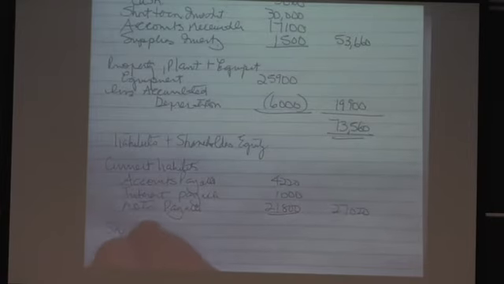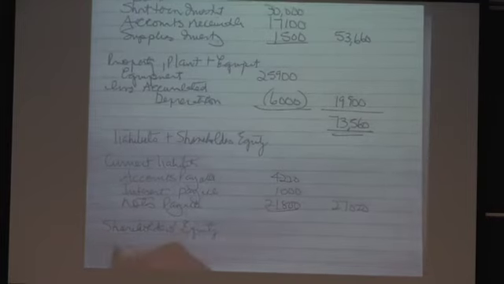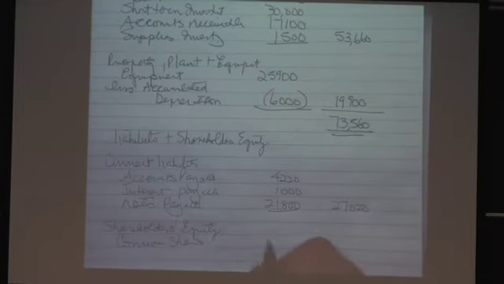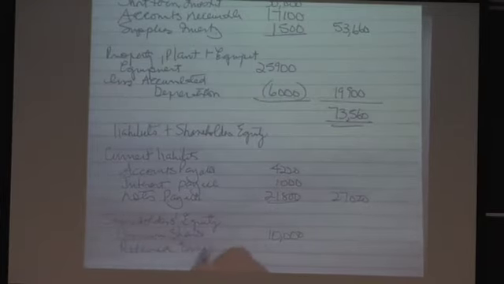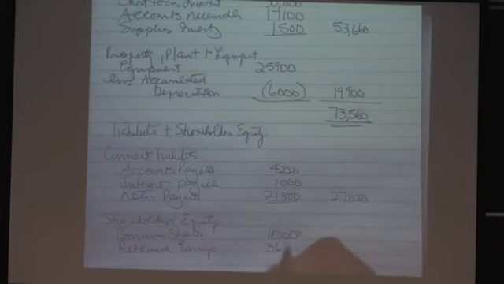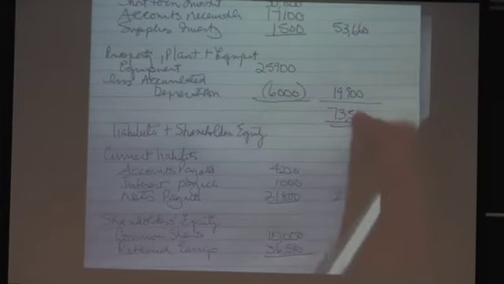Next is shareholders' equity. First thing we list is the amount invested by owners. It's called common shares. Followed by retained earnings. And the sum of these two should equal the 73,560.